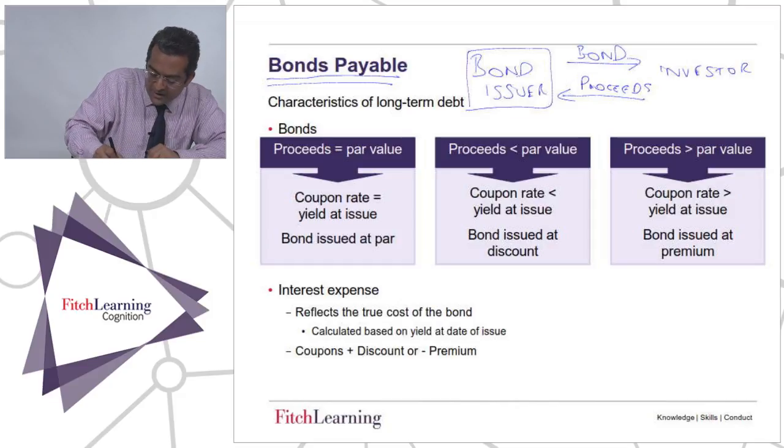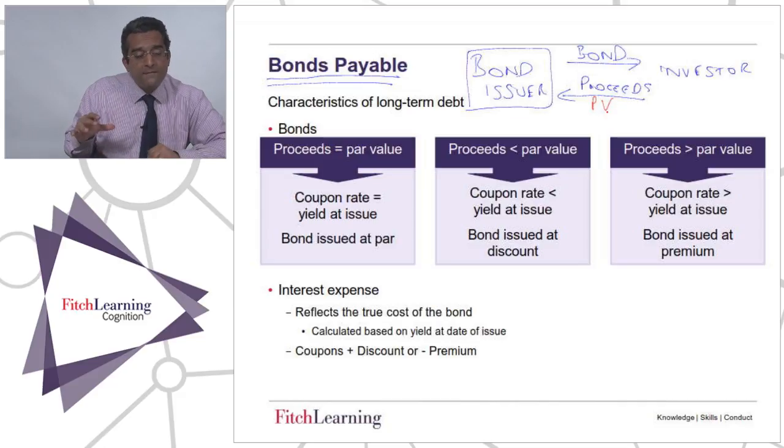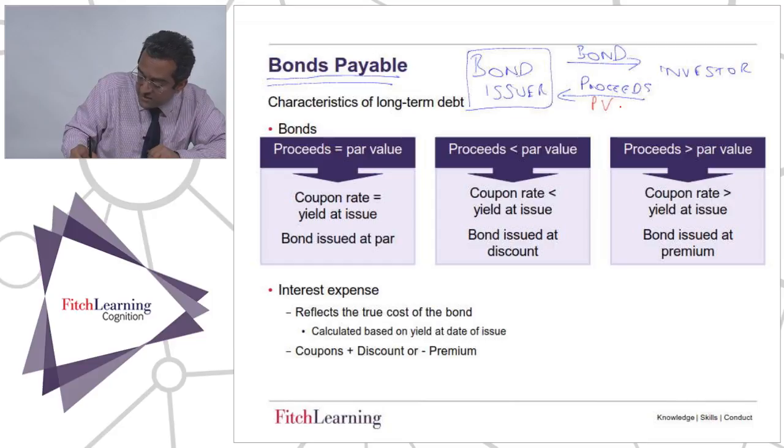Now, these cash proceeds are calculated as the present value of future payments. As you may well already know, when we are valuing a bond, we use discounted cash flow techniques. So we say the present value of all future payments is the correct way to price a bond. So PV of future cash flows.